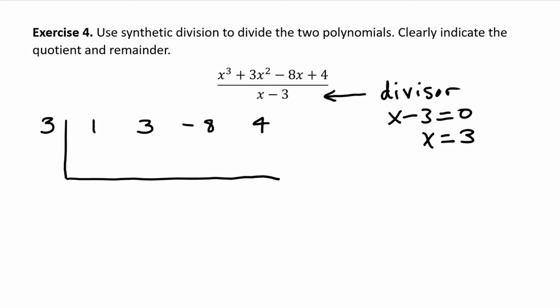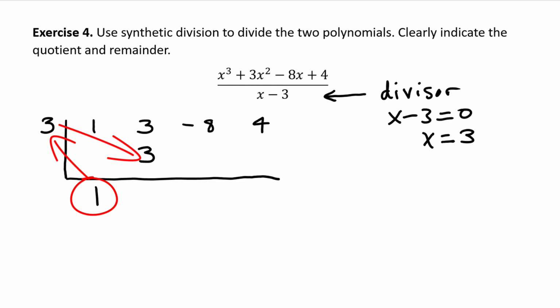Now, to perform the synthetic division, you start with the leading coefficient and just add down. 1 plus nothing is 1. Multiply that 1 below the line with your divisor value of 3. So 1 times 3, and put it under the next term.